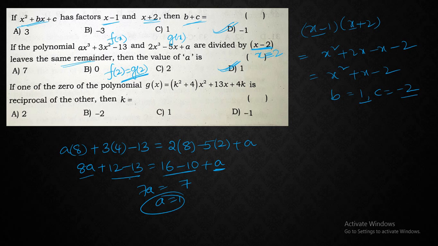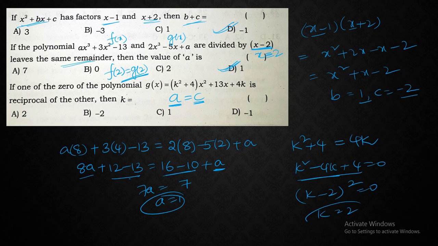Next, if one of the zeros is the reciprocal of the other, we already know that a is equal to c. That means the x square coefficient is equal to the constant. So what is the x square coefficient here? k square plus 4 is equal to the constant, which is 4k. Now from this, k square minus 4k plus 4 is equal to 0. This is a quadratic equation in terms of k, which I can write as k minus 2 whole square. So k minus 2 whole square means k is equal to 2. So the value of k is 2.